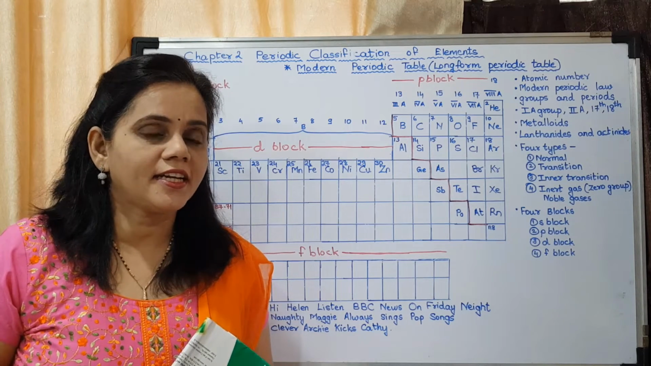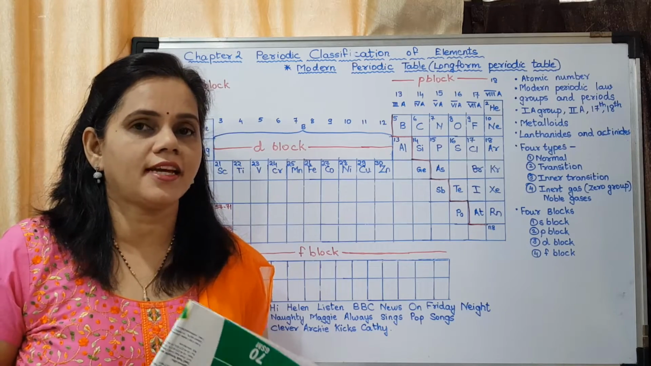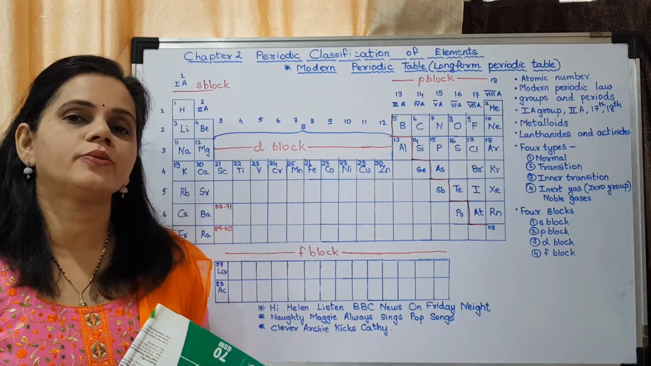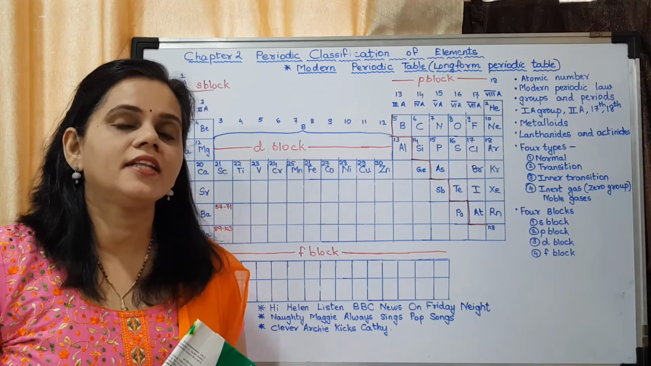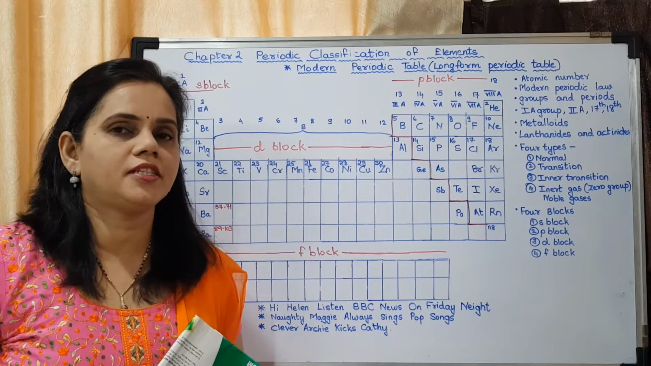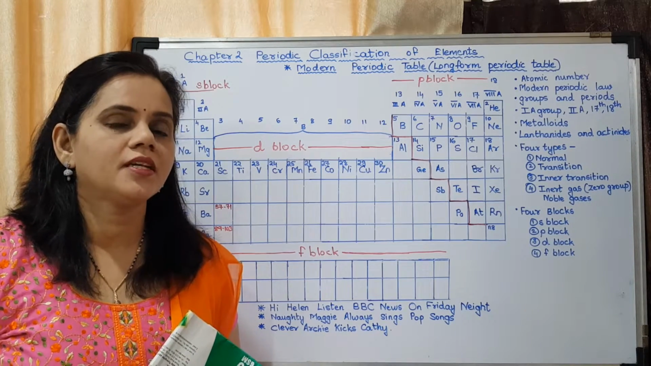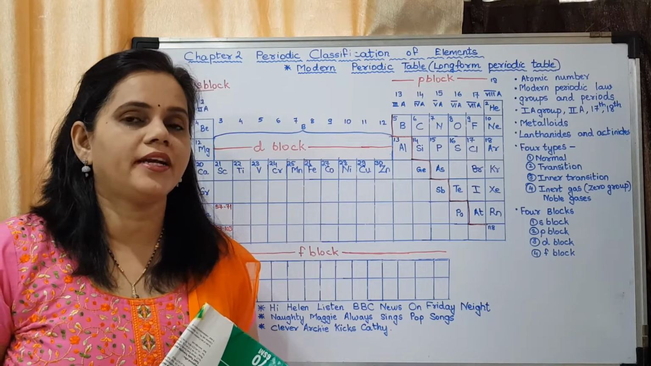So yesterday I had given you homework, 3 or 4 questions I think. Out of those, the first question was to write Mendeleev's periodic law. Then merits of Mendeleev's periodic table and demerits of Mendeleev's periodic table. This you may refer to notes. It is there in the notes which have been provided to you.